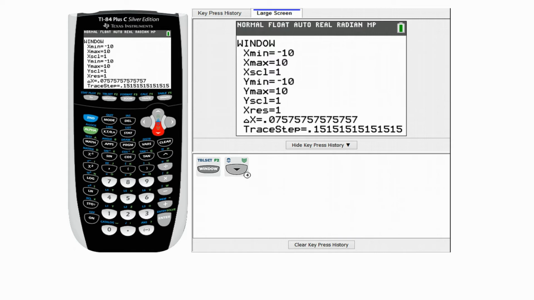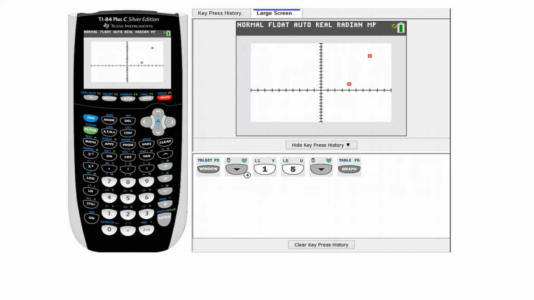Our second point is (7, 11). We need to have our y max larger than 11, so I'm going to type in 15. Our y scale at 1 is fine, and now we're ready to graph. So I'm going to press the Graph button again. And this time our line graphs and we can see both points. Since our line goes through both points, we know that y equals 3x minus 10 is the correct line for the 2 points (4, 2) and (7, 11).